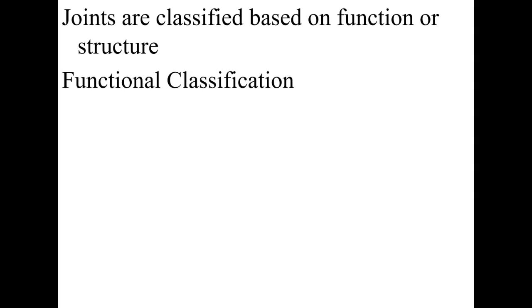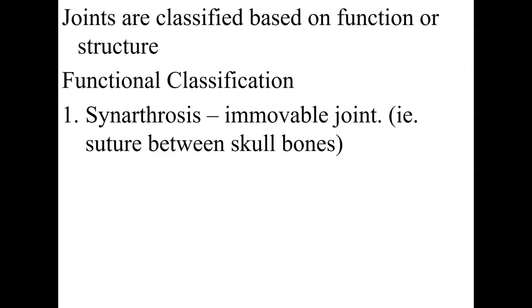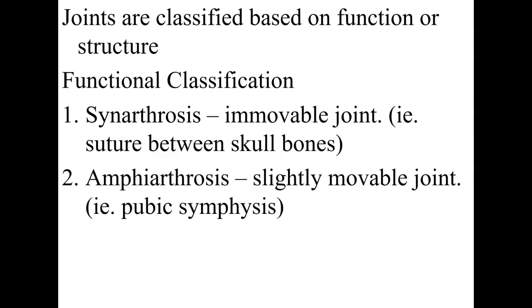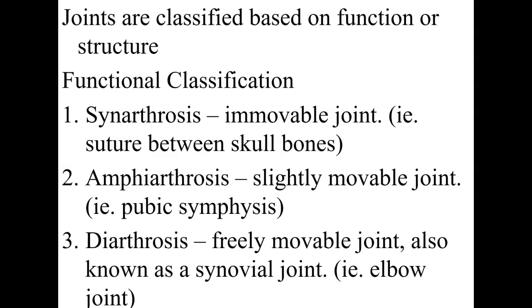So a functional classification of joints would include the synarthrotic joint. A synarthrosis is an immovable joint. An example of an immovable joint would be between the skull bones that you have in your cranium, and these would be considered sutures. Another type of joint is called an amphiarthrosis, and this is a slightly movable joint. An example would be the pubic symphysis, which connects your two coxal bones or pelvic bones together at the front.